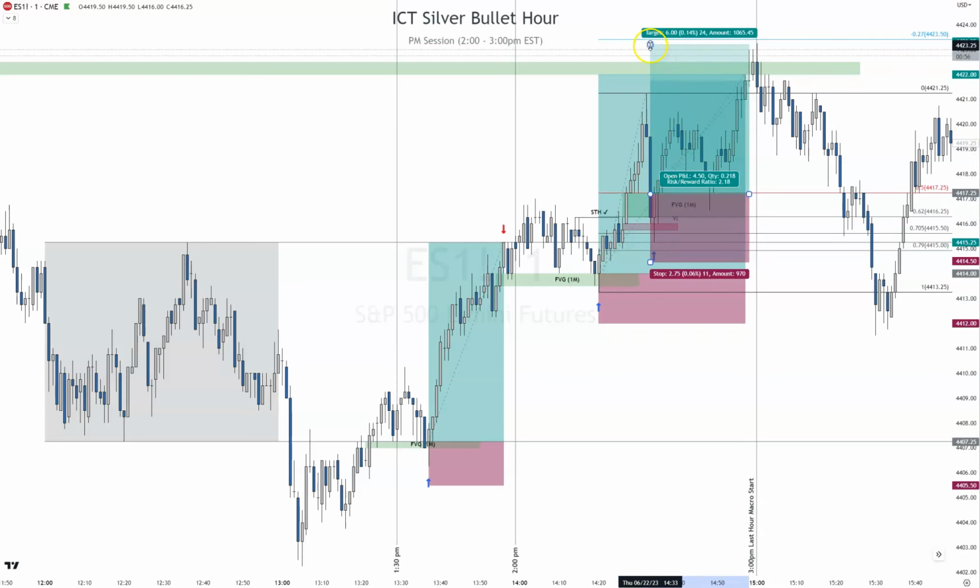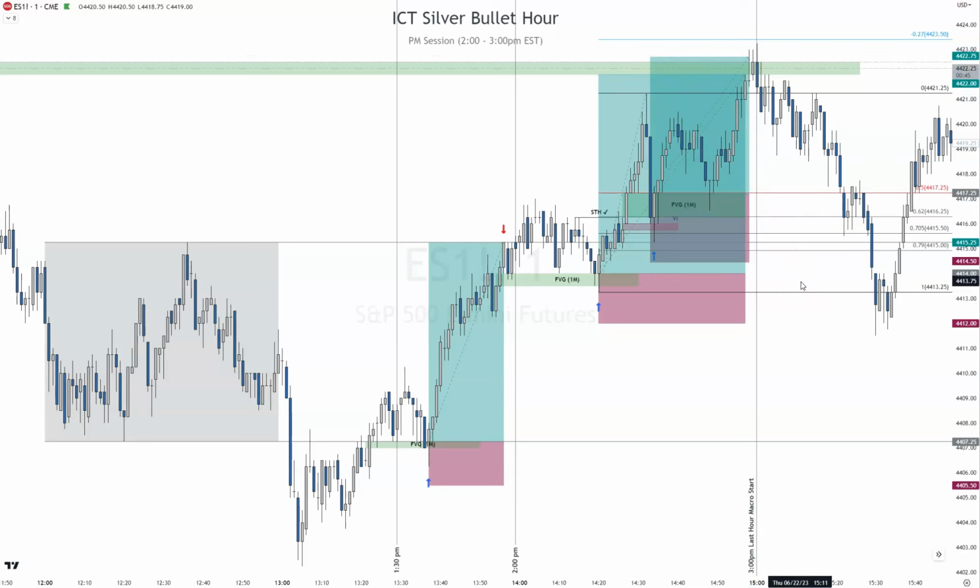Right below, you would have targeted your 5 handles right here. Here's 2 to 1. Actually, let's go 2 to 1. And there's your 2 to 1. Get in wherever you want. It just has to be below, in discount, to go long. So if our fair value gaps were only in premium, we wouldn't have been able to take another entry. But because it's below the 50%, it's in a discount to go long.